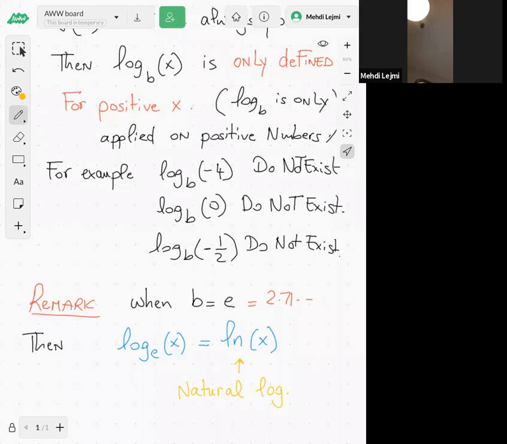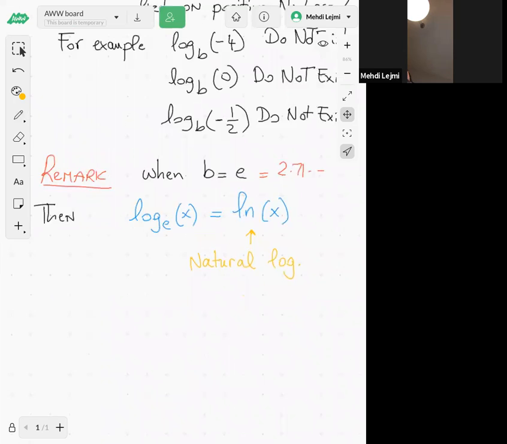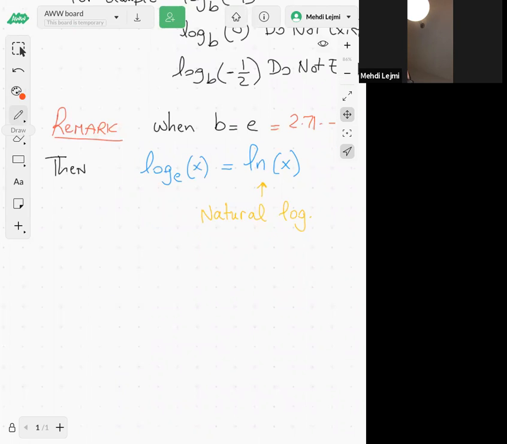All right, and then of course we saw a couple of properties of the log. So just to remind you of some of these properties, because I guess we're going to use them later.